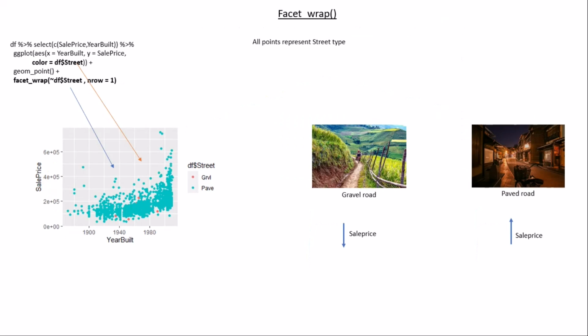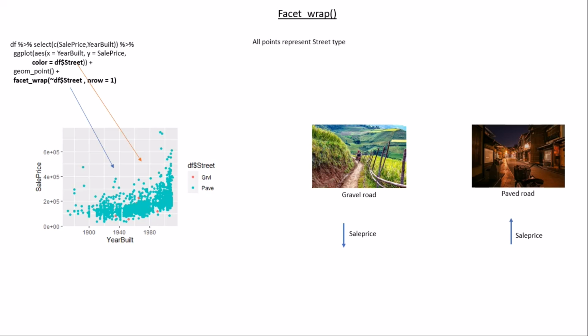So this is the syntax. I have not run it yet. There are two highlighted places, color equal to the street variable. This syntax I explained in my ggplot2 series, so please go and watch it. Facet wrap is basically a fourth layer in ggplot2.